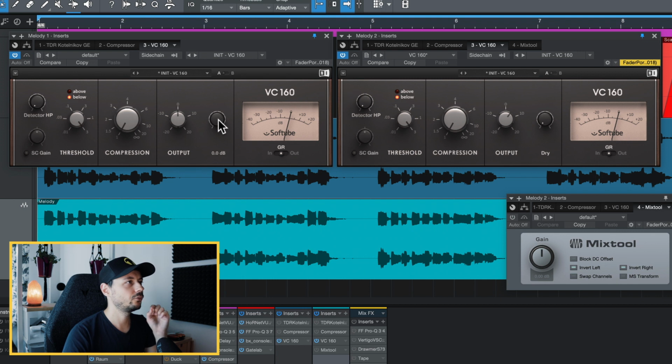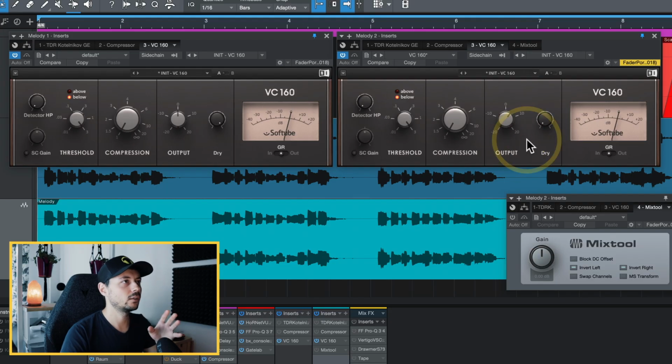The first one on the first channel is 100%, so 0 dB. It means that the original signal is dialed into the output with the compressed signal, okay? Even though the compressor will not compress, we will hear the compression and the maximum dry amount of the original signal.